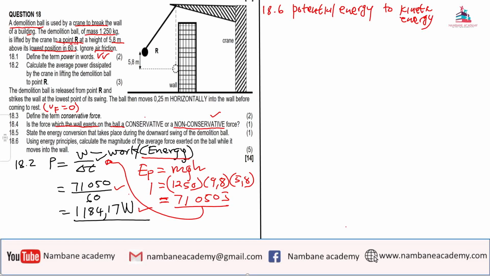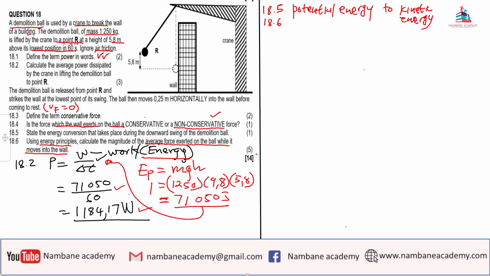Now let's look at 18 point, oh, this is 18.5. Let's look at 18.6. At 18.6, using energy principles, calculate the magnitude of the average force exerted on the ball while it is moving into the wall.